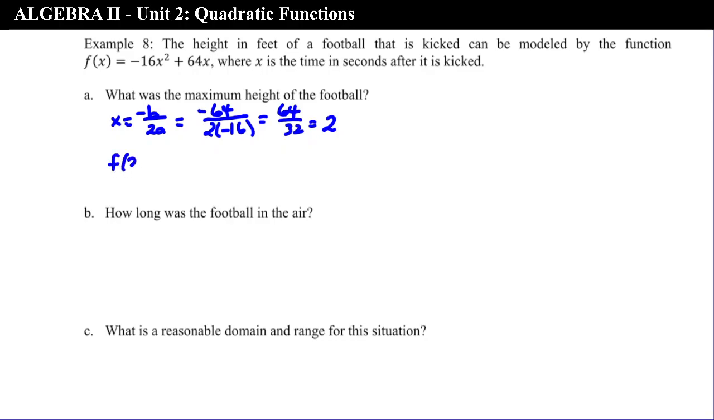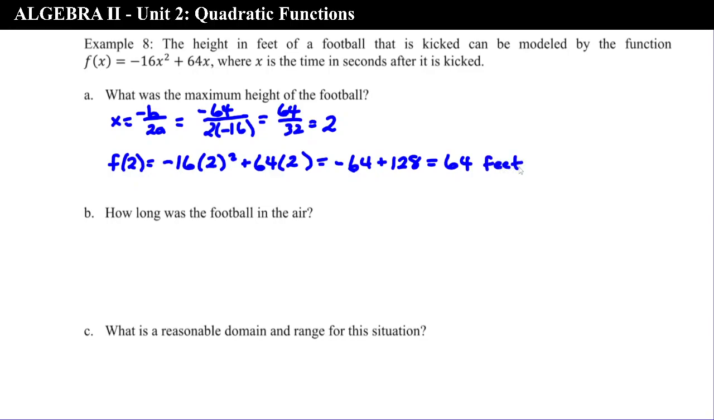So if we want to find the height at 2 seconds, you're going to plug that in. And so in the first term, we end up with -64. 2 squared is 4. 4 times -16 is -64. 64 times 2 is 128. And so 64 feet, yes, feet, is the maximum height of the football.